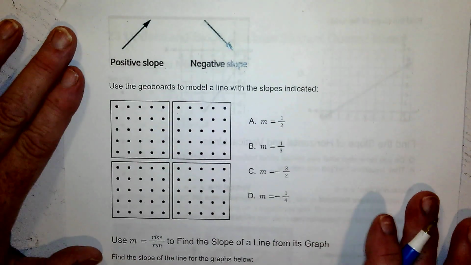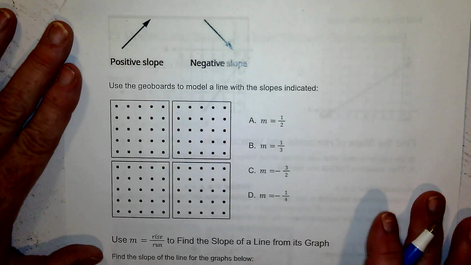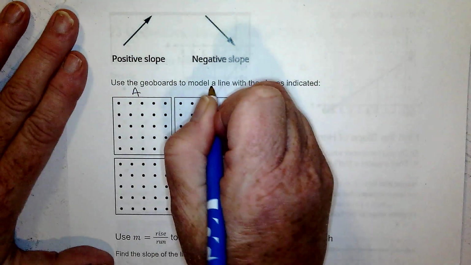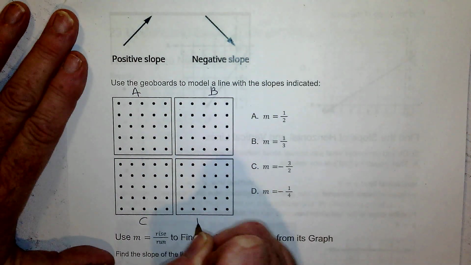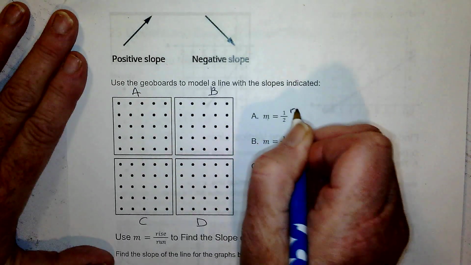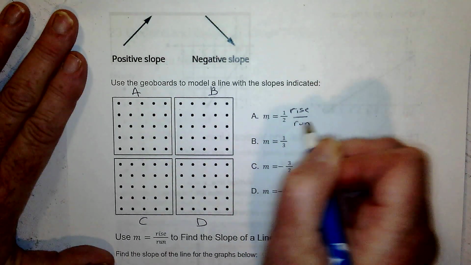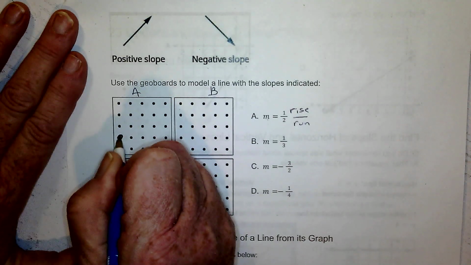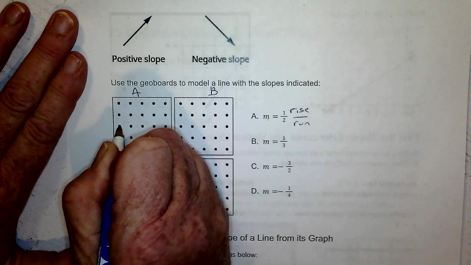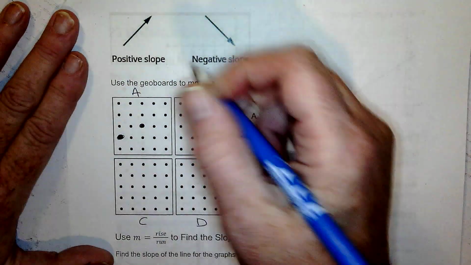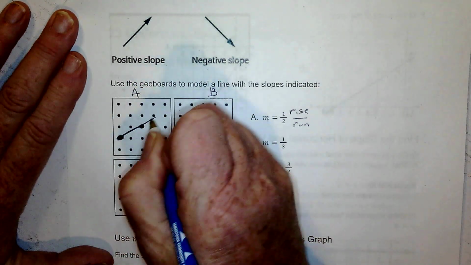Use the geoboards to model a line with slopes indicated. Doesn't matter which point you start on. What matters is that you've got the slopes indicated. So I'm just going to randomly choose a point. This is going to be my A, my B, my C, and my D. So choosing a point, I'm going to go rise positive 1, and then I'm always going to run 2 to the right. So I'm going to start right here is my first point. And from that point, I'm going to rise positive 1, and then I'm going to run 2 to my other point. So there is my line.